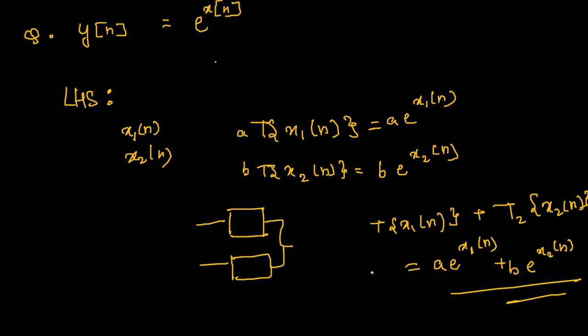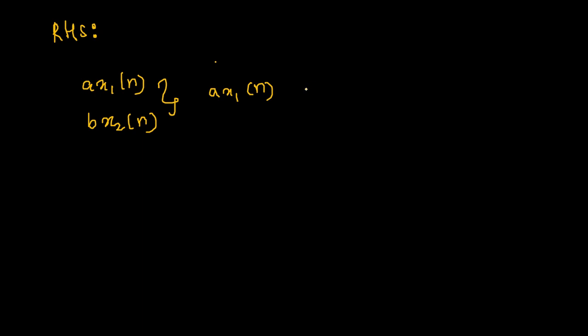Now let's calculate the RHS and see if both of them actually come out to be equal. So what I do in the RHS is I first add both the signals, right? So my first signal is A x1 of n and the second signal is B x2 of n. So I add both the signals now. So I get a very simple A x1 of n plus B x2 of n. So after I add both the signals, now I will run it into the system, right?